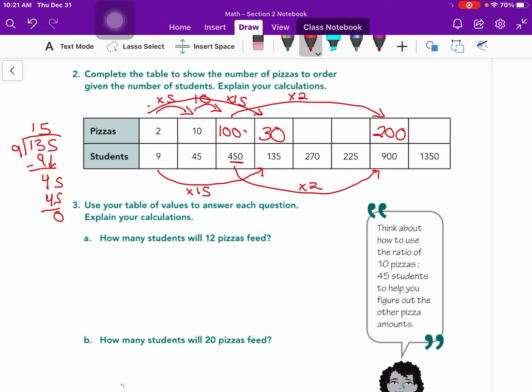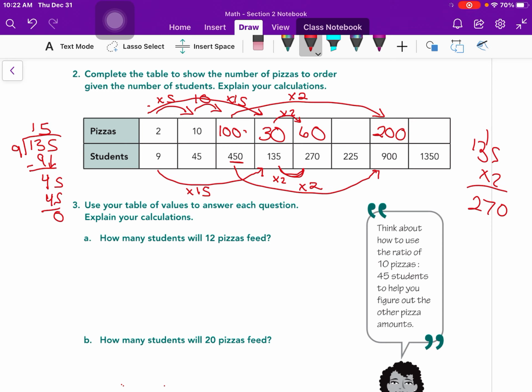Where else could I make some patterns here? Let's see, 135 times 2 is 270. Oh, I see a pattern there. 135 times 2 gives me 270. So that's just like doubling it. So I bet I could come up here and double it and get 60. Okay, we're making some progress now, I think.